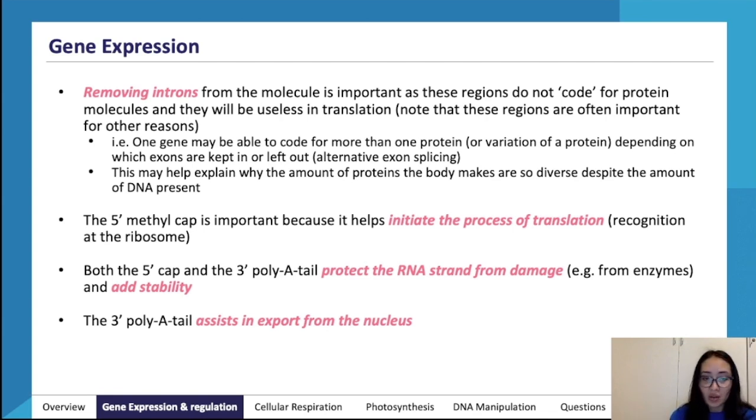So what is the point of that 5' methylguanosine cap? It's really important because it helps to initiate the process of translation, which is recognition at the ribosome. Both the 5' cap and the 3' poly A tail protect the RNA strand from damage from enzymes, and they also add stability. The 3' poly A tail also assists in the export from the nucleus. So that mRNA is going to leave the nucleus via a nuclear pore, and it's going to go off and travel to the ribosome.